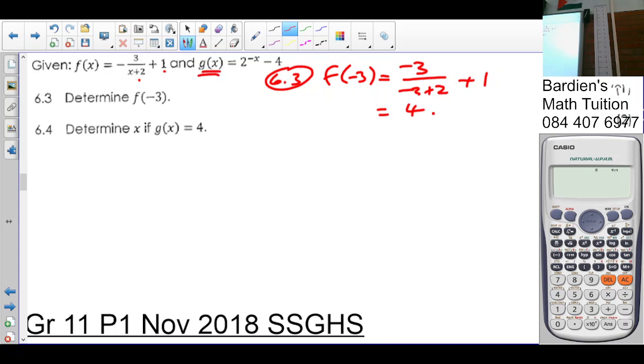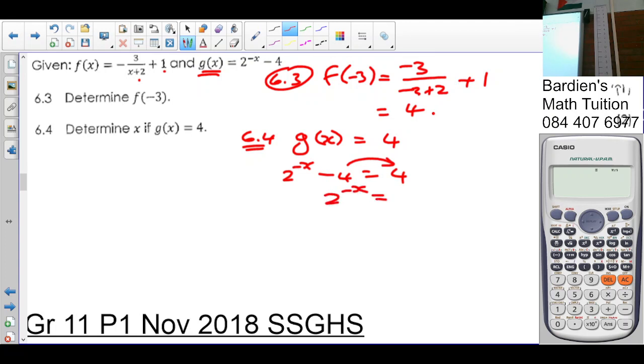The next one says determine x if g of x is equal to 4. Now that is g of x, not so? So g of x is equal to 4, which means now to say that you've got 2 to the minus x, minus 4 is equal to 4. You take that 4 over, becomes 2 to the minus x is equal to 8. 8 can be written as 2 cubed. So minus x equals 3, so x is minus 3.